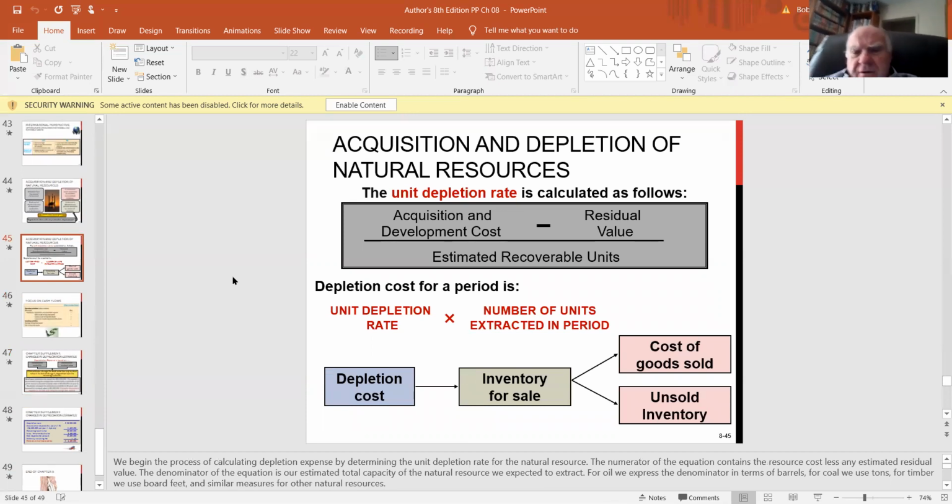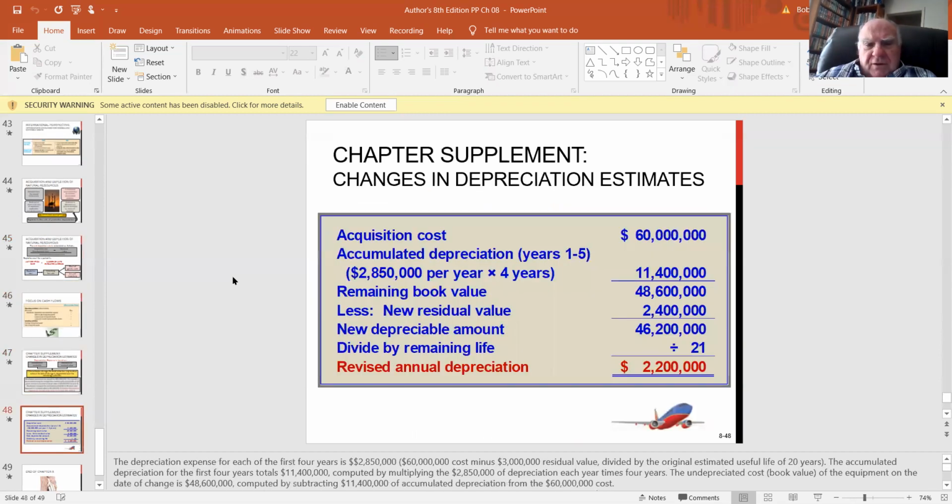Now, they didn't give us nearly enough on depletion of a fixed asset. Essentially, you have an oil well for $10 million, and you expect to get out of that oil well 20 million barrels of oil. Well, that's 50 cents a barrel that it cost you to get that oil out of the ground. So every time you have a barrel of oil come out, you're going to debit depletion expense and credit accumulated depletion. Okay. So that's pretty much the end of the chapter here.